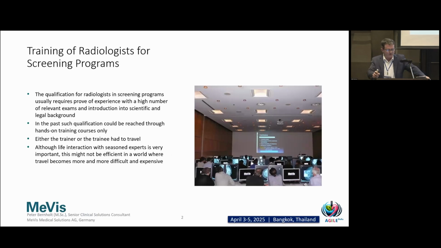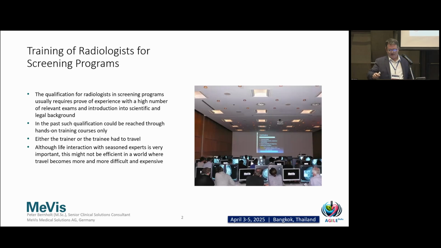Training of radiologists for screening programs. Qualification for radiologists in screening programs usually requires them to prove a level of experience with a high number of relevant exams and an introduction to scientific and legal background. In the past, such qualification could only be reached through hands-on training.